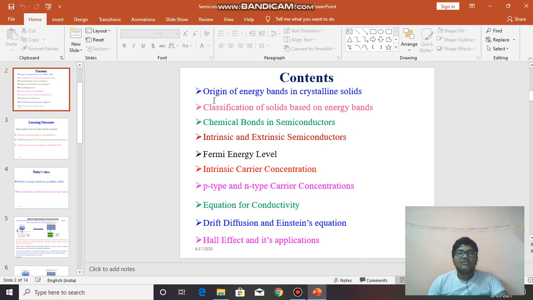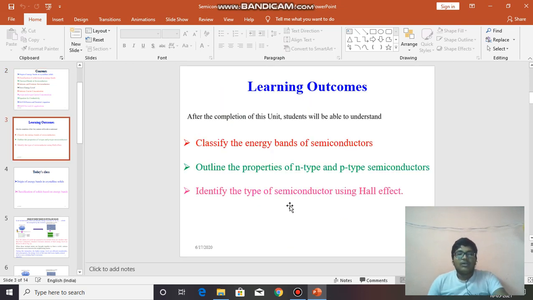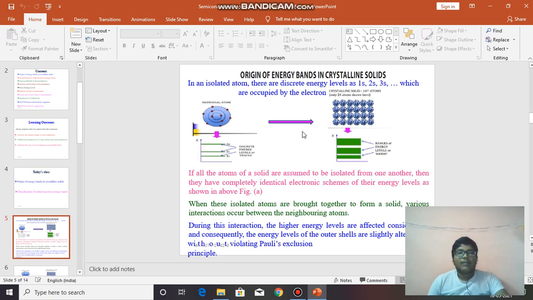In this, the contents are origin of energy bands in crystalline solids, classification of solids based on energy bands, chemical bonds in semiconductors, intrinsic and extrinsic semiconductors, Fermi energy levels, intrinsic carrier concentration, p-type and n-type carrier concentration, equation of conductivity, drift, diffusion and Einstein's equations, Hall effect and its applications. And now I am going to discuss the origin of energy bands in crystalline solids.